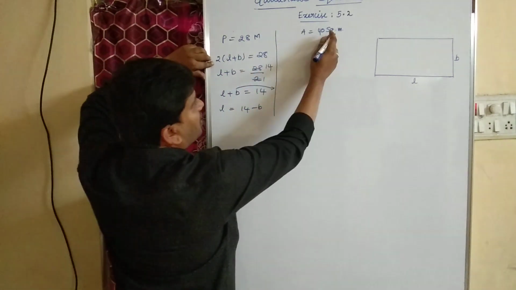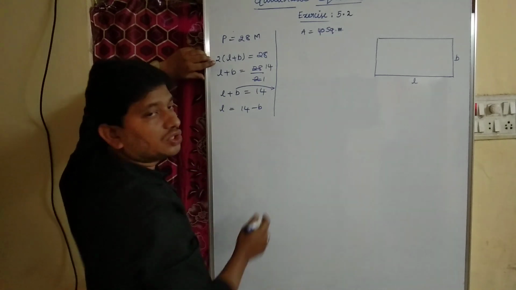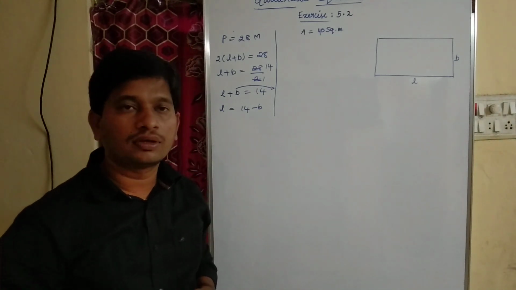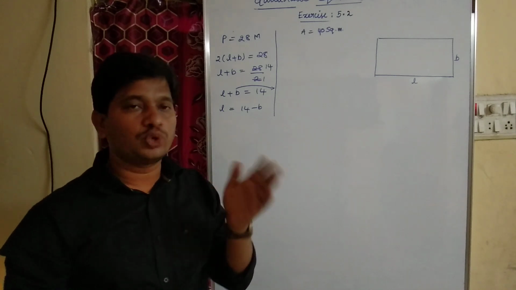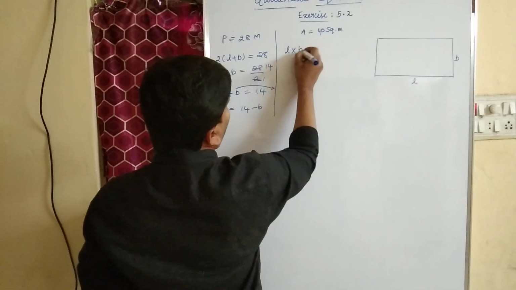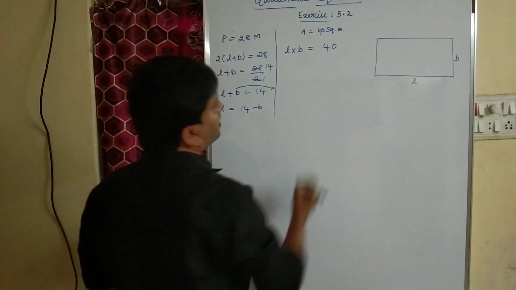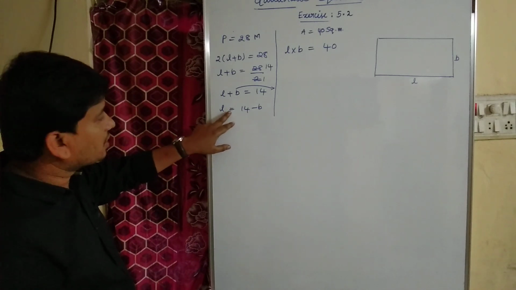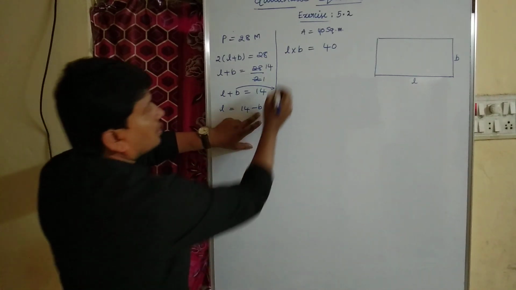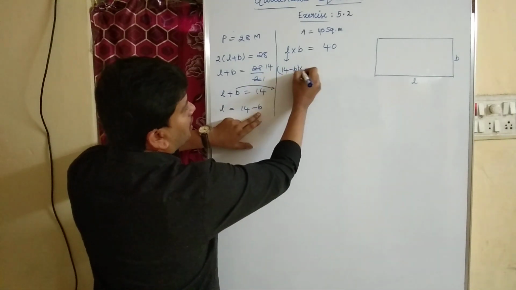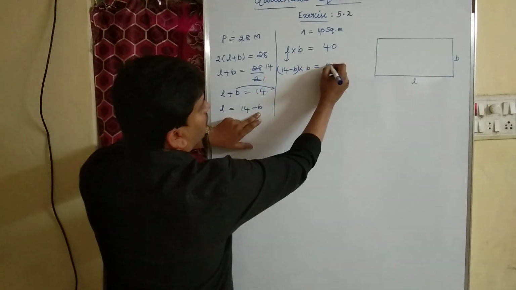Now, what is the second statement? As it is given, area is 40 square meter. You know children, what is the area of rectangle? Length into breadth. Perimeter of rectangle is 2 into L plus B. Area is what? Length into breadth, which is 40 square meter. What is the length children? Length equal to 14 minus B. In the place of length, I can write 14 minus B into B equal to 40.